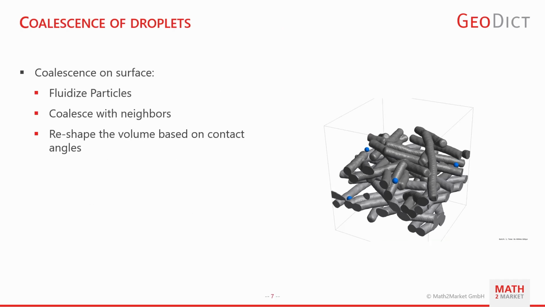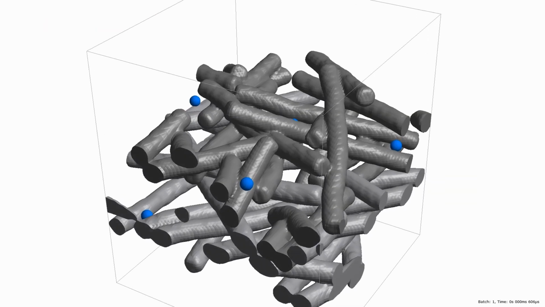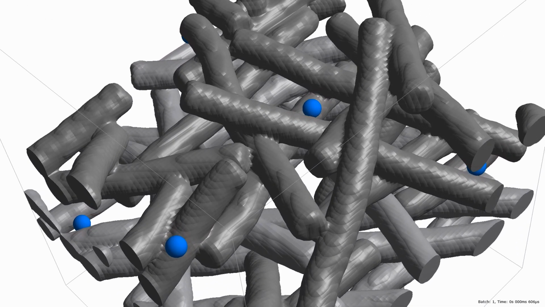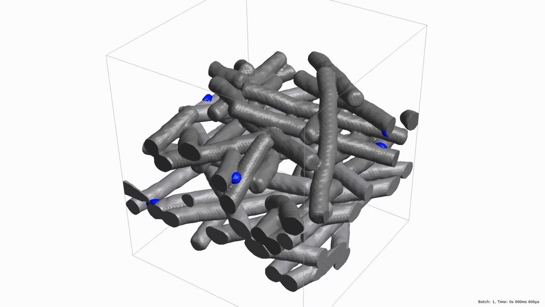This next step here is something new. Normally we would just add more and more solid particles to our filter, but now we have to fluidize our particles such that they can coalesce with their neighboring particles. And then we have to reshape the volume based on the contact angles. It looks something like this here. So we are taking the starting positions for our droplets and convert it to a volume field.